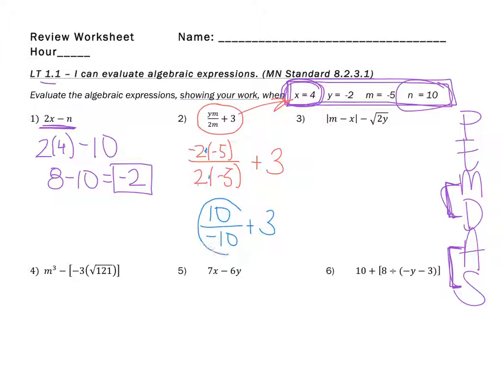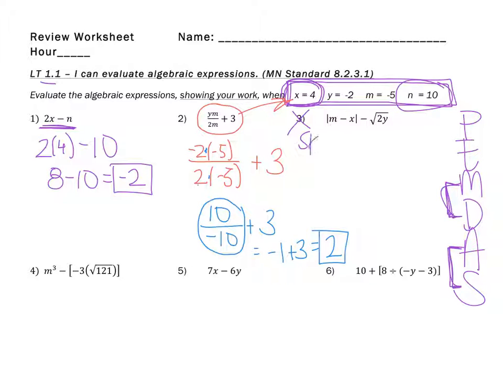Now let's do this division problem. 10 divided by negative 10 will be a negative 1 plus 3. Any number divided by itself is 1. And then since we have a positive and a negative, we get a negative 1. Negative 1 plus 3 is a positive 2.